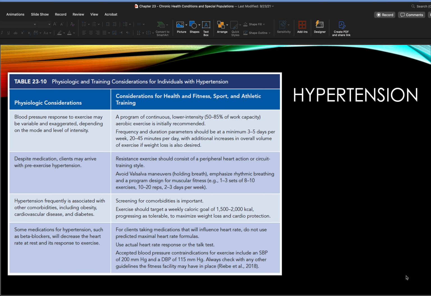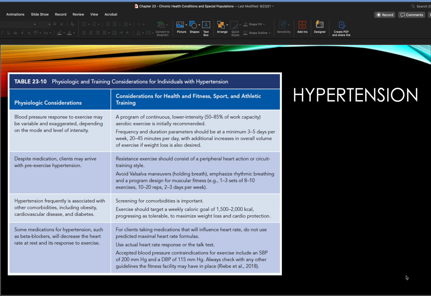There's your considerations. Blood pressure response to exercise may be variable and exaggerated, depending upon the intensity level. So again, building people in. Although people take medication, people can arrive with what they call pre-exercise hypertension, so you have to be careful of that. So avoid things where holding of the breath can be a concern, where heavy loading for resistance training might cause concern.